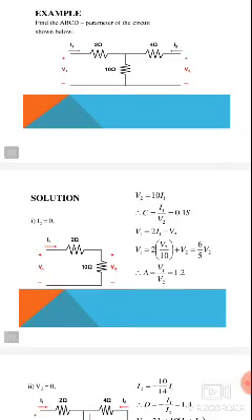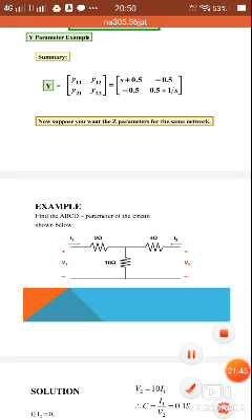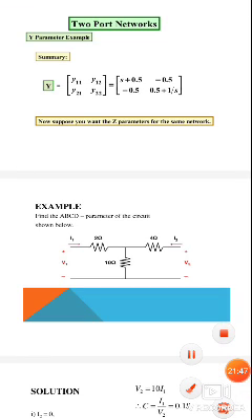This is the example of ABCD parameters. ABCD parameters are called transmission line parameters. Here the input port has V1 and the output port has V2. Input is the V1 voltage, output is the V2 voltage. I1 is the input current, I2 is the output current.